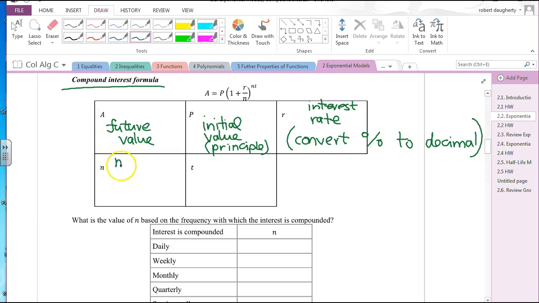N is the number of times that the interest is compounded or calculated, that's just another word for that, per year. The number of times I will compound the interest in a year. What do you think T represents? Time in years.